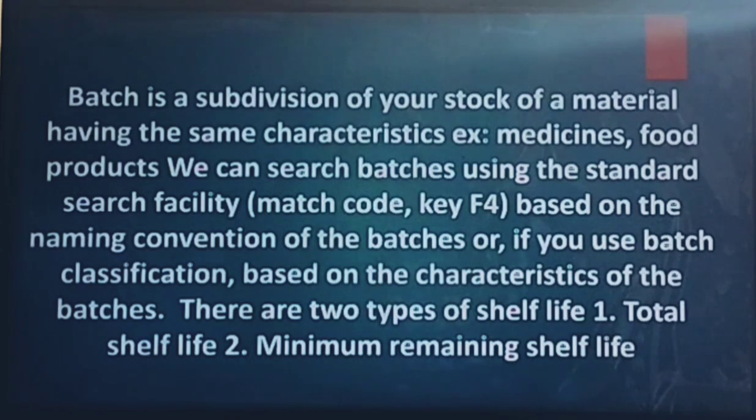There are two types of shelf life. One is total shelf life, the other one is minimum remaining shelf life. You need to give importance to the batches, and batches are created with the T code MSC1N. Here you need to give importance to the two types of shelf life: total shelf life and minimum remaining shelf life.